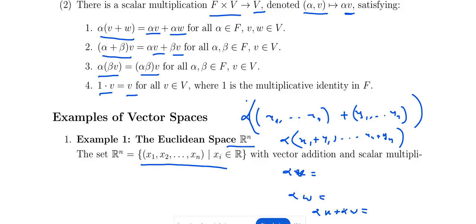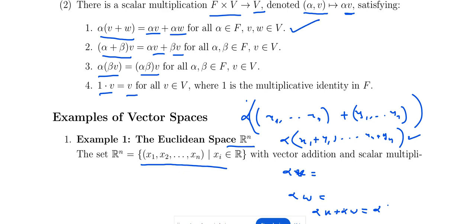So we get it to the alpha into the same output, alpha into the same output. Or multiply alpha inside, alpha x1, alpha y1, the something. So this property is satisfied.